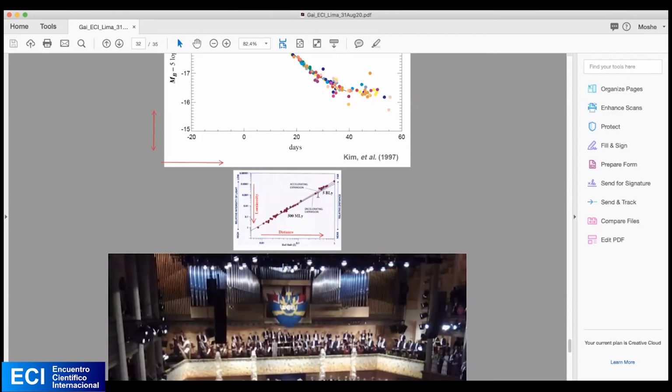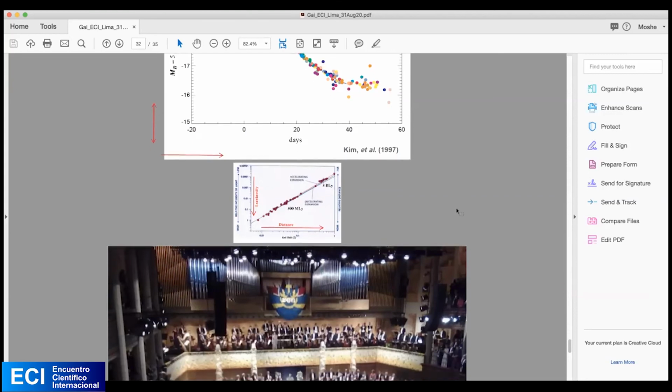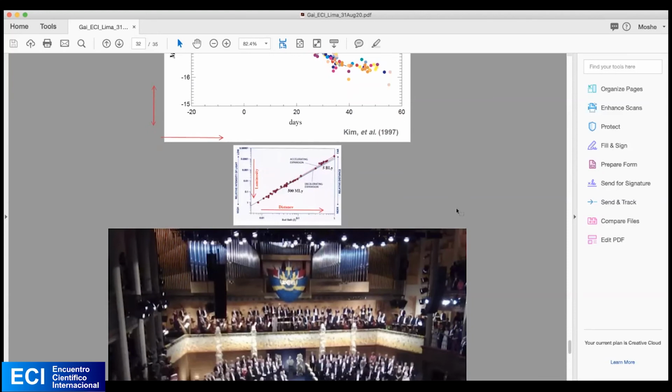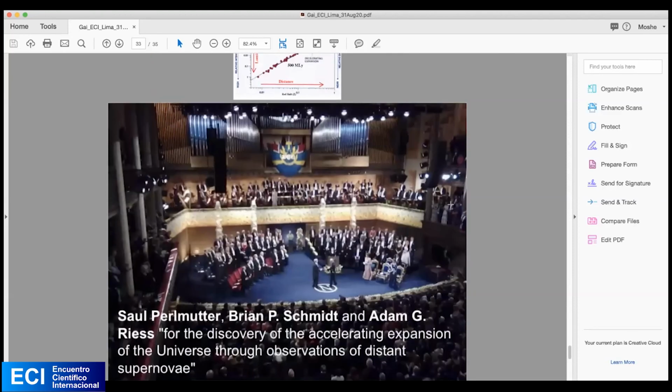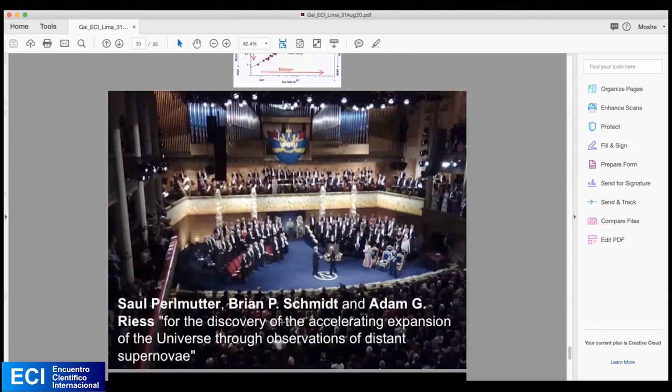That means that 5 billion years ago, something happened and the expansion of the universe accelerated. Those supernovae are 25% dimmer, which means they are further out than expected. That is what we call today the accelerated expansion. We believe that some mysterious dark energy causes this expansion. We have no idea what it is, but it was good enough for the Nobel Prize for Perlmutter, Schmidt, and Riess.